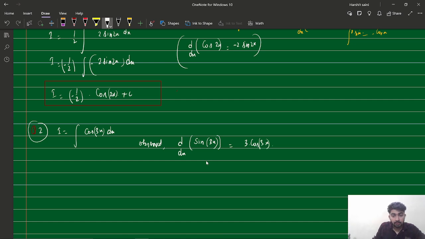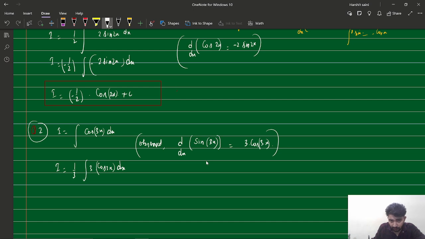Clear? So it means the integration for this function will be, first of all I need to make some manipulation here. 1 upon 3 will be here and 3 will be here, cos 3x dx. Now we have the total integral, because directly we get it now.